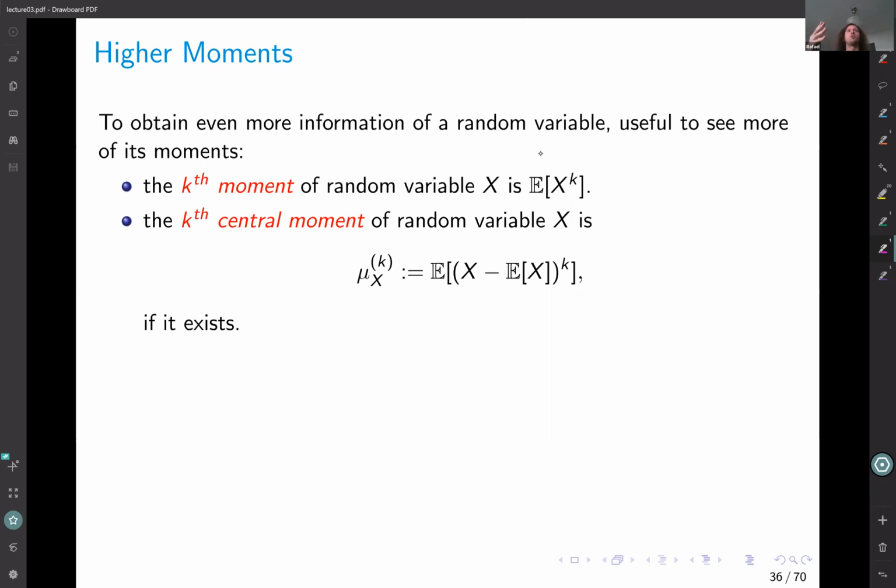But now take k equals 2. This already gave us the variance and gave us Chebyshev. So the idea is, what if we use a higher k? Can we get more information? And the answer is yes.